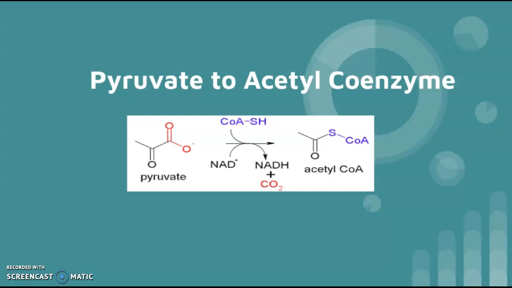So we're going to talk about the reactions and the five cofactors that turn this 3-carbon pyruvate into this 2-carbon acetyl CoA, or acetyl coenzyme A, with the coenzyme basically being able to transport the acetyl group to start the Krebs cycle.